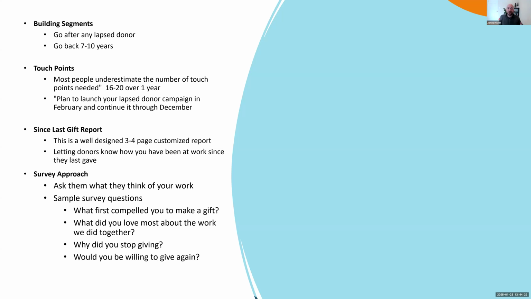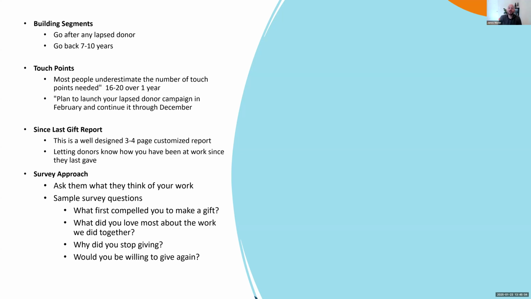Okay. Now I want to talk about the touch points. Most people underestimate the number of touch points needed to win back a lapsed donor. And I have found that to win back a lapsed donor, you need a variety of touch points, about 16 to 20 on average over the course of a calendar year. Okay. Some of you are saying, oh my gosh, that's way too many. And the answer that I would give to that is, yeah, it's a lot. But do you want to be successful? Or do you want to just say that you did some work? If you really want to be successful, you need to give this a year to work.